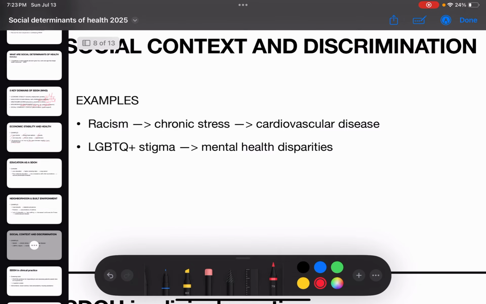Social context and discrimination. So an example would include racism, which leads to chronic stress and cardiovascular disease, and LGBTQ plus stigma, which may lead to mental health disparities, which can be in the form of your anxiety, depression, etc.